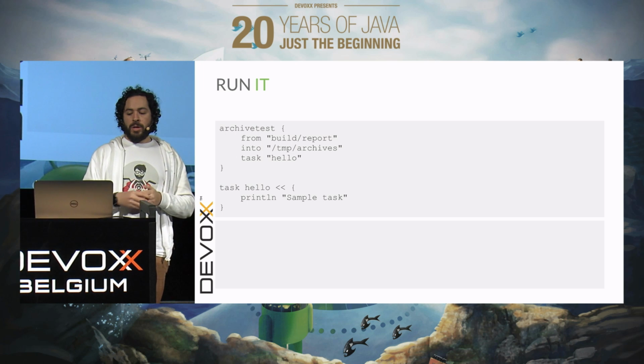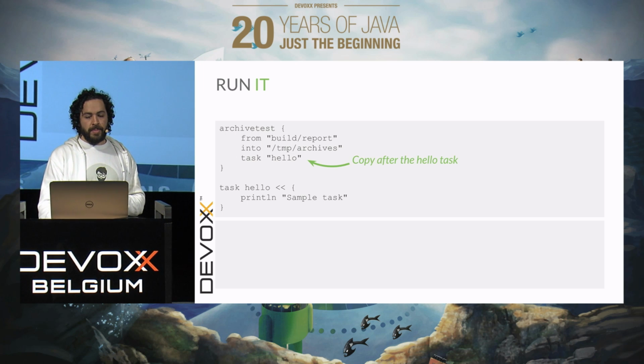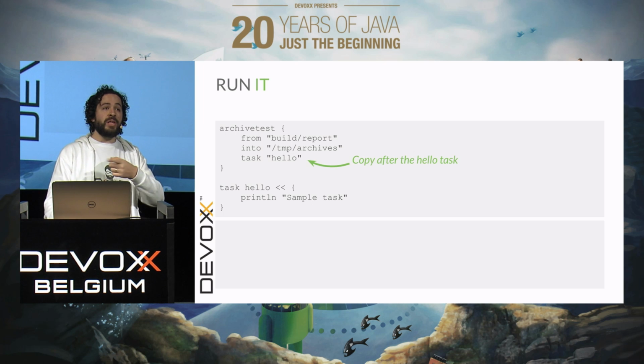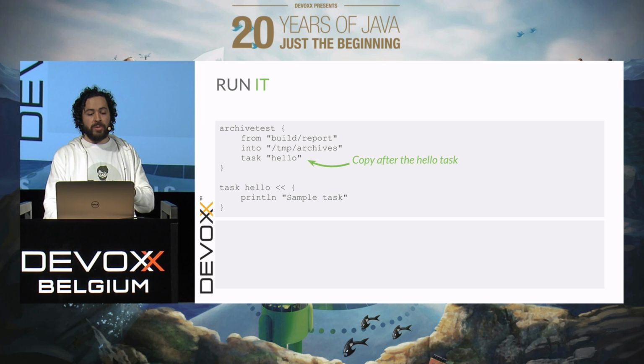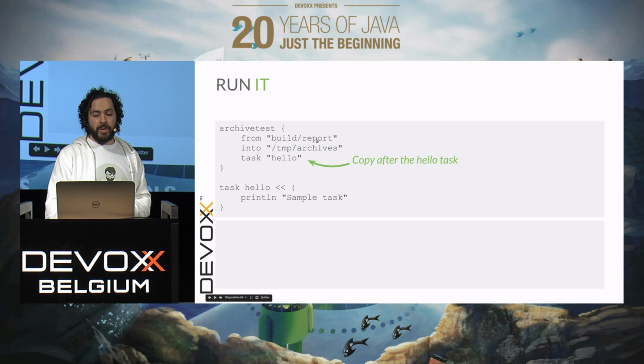Okay? So let's try to run this. Basically what he wants to do now is that the directory he defined before is copied directly right after the hello task execution, right?